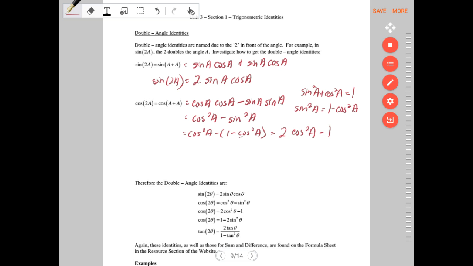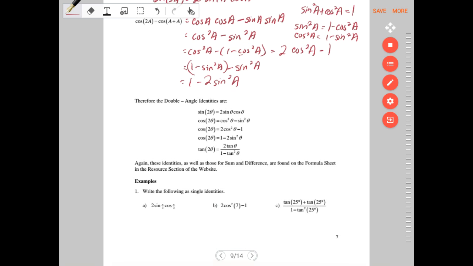I can do the same thing by substituting in for cos squared A. Cos squared A would equal 1 minus sine squared A from the Pythagorean identity. So if we substitute that in, we get 1 minus sine squared A minus sine squared A. So that becomes 1 minus, I have subtracting 2 sine squared A's, so that I can write this way. So there you got your double angle identities. And there again, all of these are found on your formula sheet, so please don't memorize them, just make sure that you recognize them.